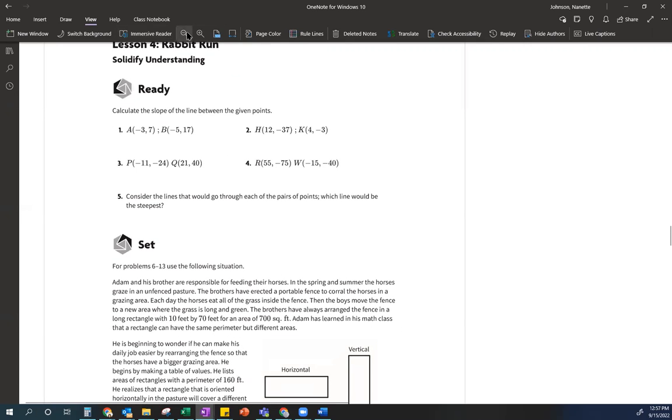Okay, number 1, slope, the letter we say is the letter M. The formula, does anybody remember the formula for slope, how to find slope? Tell me everything you remember about slope. It's okay if you don't remember everything.